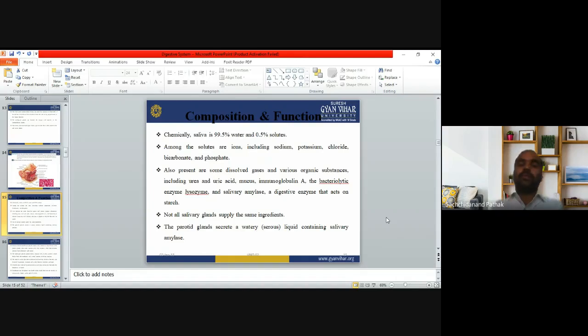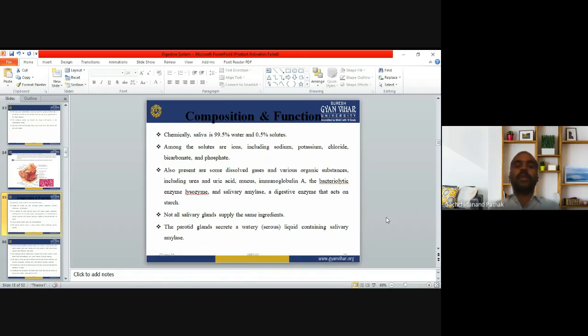Now, what is the composition and function of the salivary glands? Chemically, saliva is 99.5% water and 0.5% solutes. Among the solutes are ions, including sodium, potassium, chloride, bicarbonate, and phosphate. Also present are some dissolved gases and various organic substances, including urea, uric acid, mucus, immunoglobulin, a bacteriolytic enzyme, lysozyme, and salivary amylase, a digestive enzyme that acts on starch. So there are several types of enzymes present in the saliva, which start the breakdown of the food at the initial stage.